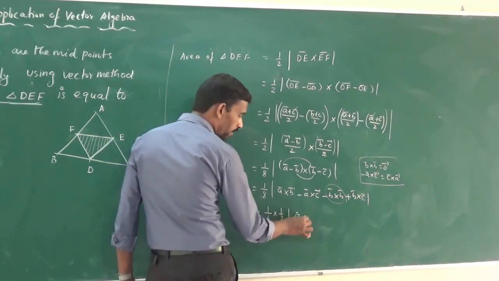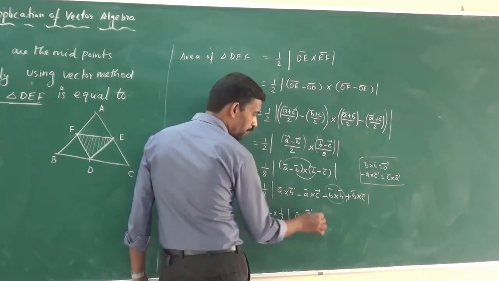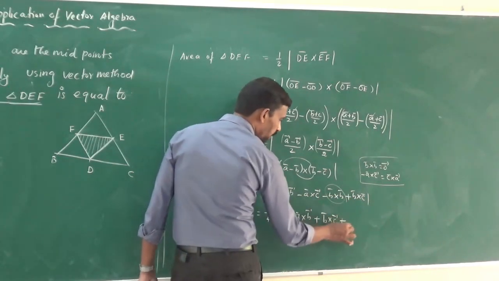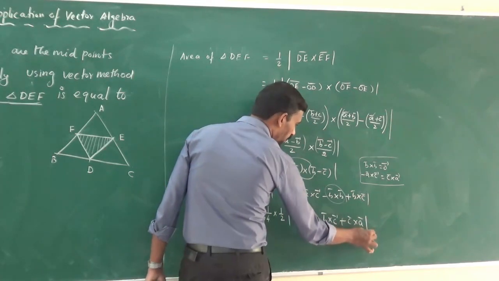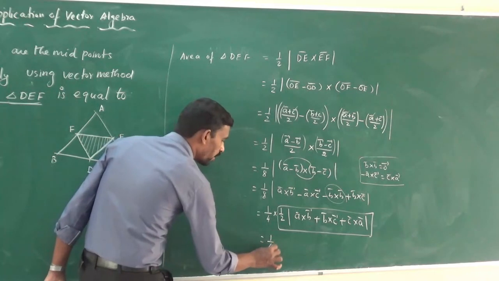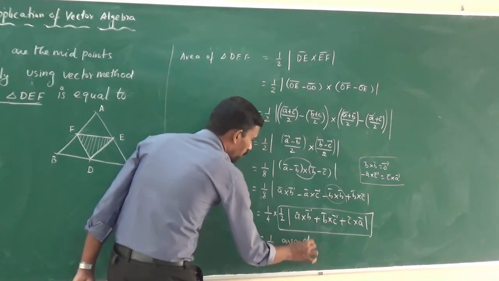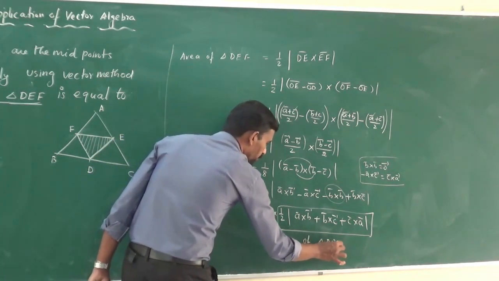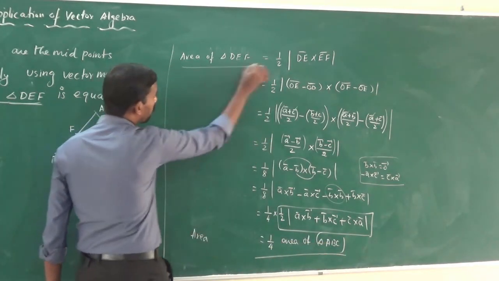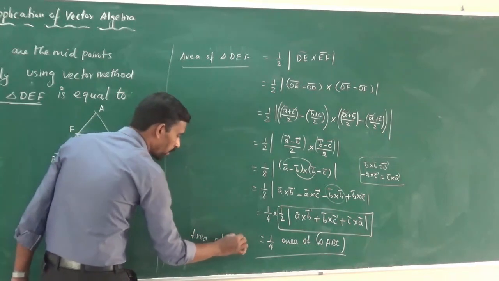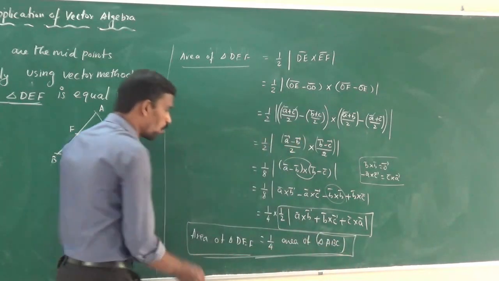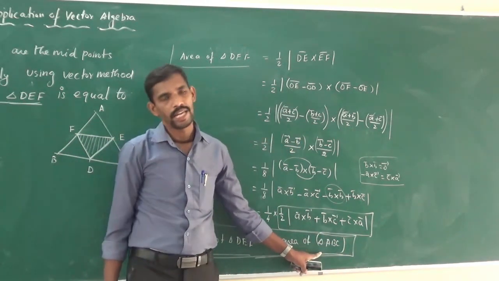Then a cross b, I interchange it here. So before that I write b cross a, then interchanging this one, we get c cross a. This is nothing but the area of triangle ABC. So this is nothing but the area of triangle DEF. So the area of triangle DEF is nothing but 1/4 of the area of triangle ABC. Next.